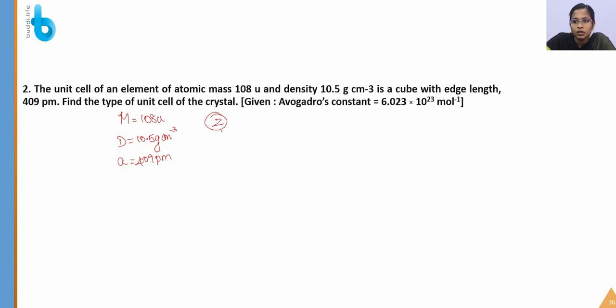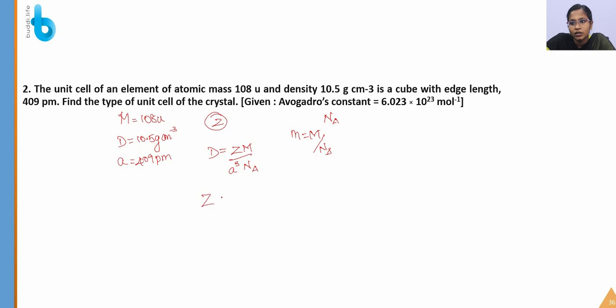So if you know the Z value, we can find out what type of unit cell it is. And we know the Avogadro's constant, Na. So what is the formula for density now? With this we know it is based on the density. Density is equal to Z M by A cube into Na. So we are substituting the M with molar mass by Avogadro's number. We are substituting this value in case of mass of unit cell.